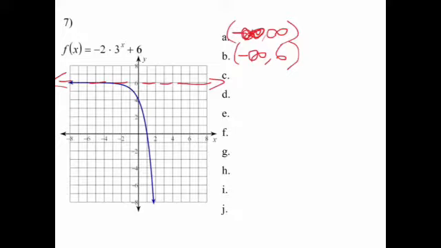And while I was talking of asymptote, let's do part J. It's just the equation of this line, which is y equals 6. If it's a horizontal line, it's y equals that number.